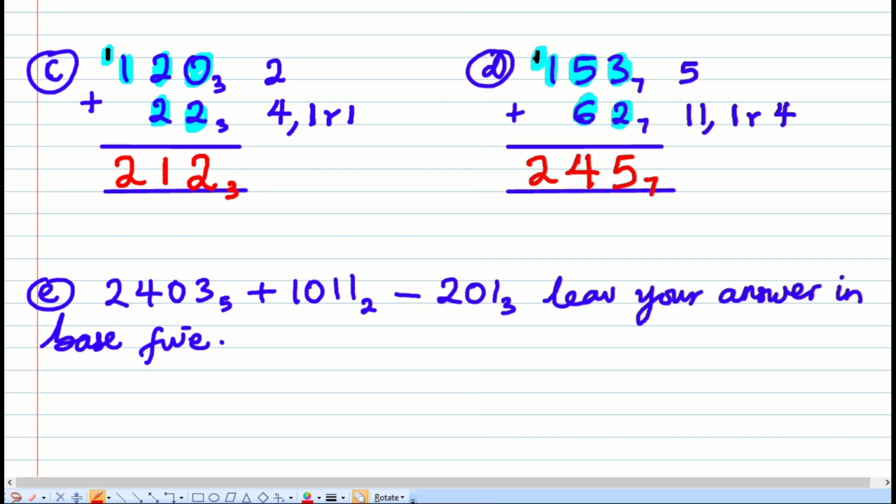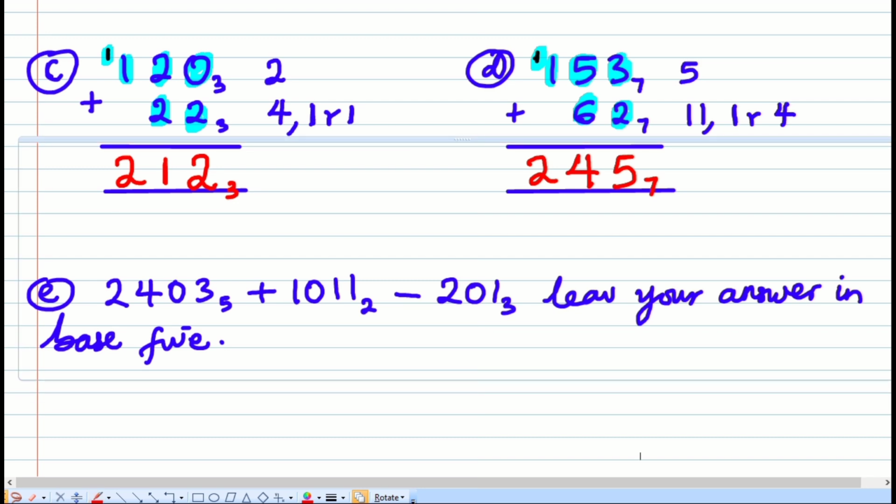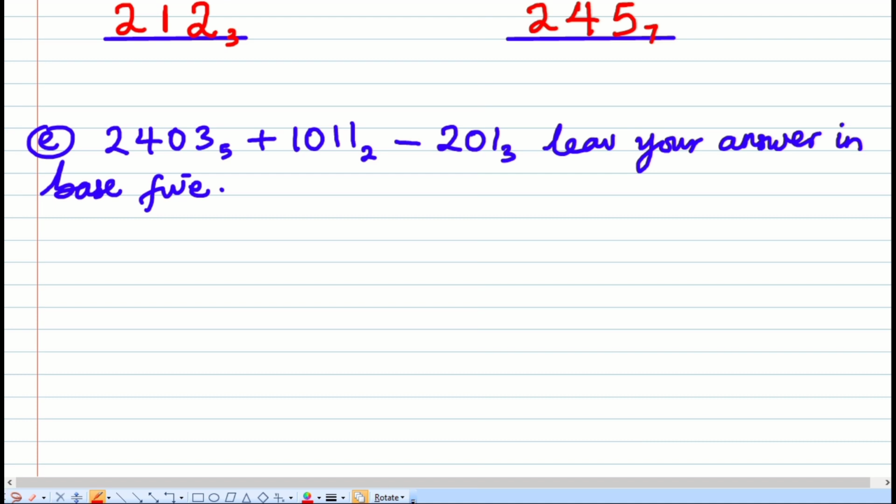Now for the last part, you see that something different is going on there, because we're asked to add; this is base 5, this is base 2, and this is base 3. So we're adding with different bases, so we can't do the same thing we've been doing. All we need to do now is to work with a particular base.